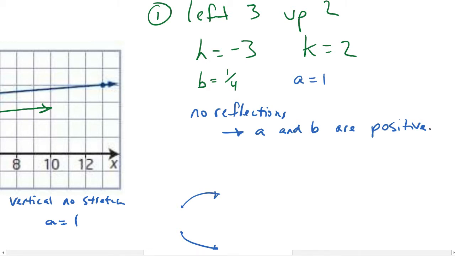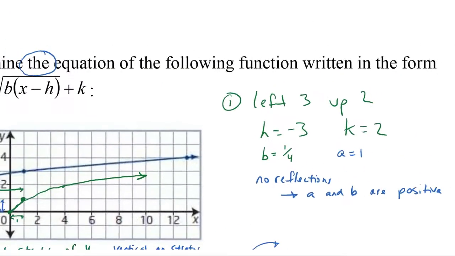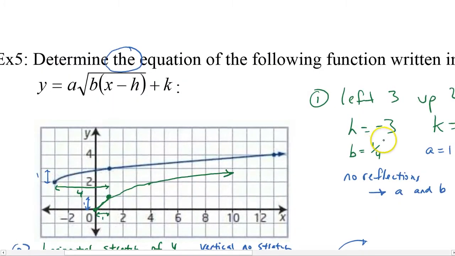And now I'm ready to put it together. So if I've got all these values, here I'll put it right underneath here. I've got my h is equal to negative 3. So in other words, this is going to end up being x plus 3. My b value is 1/4. Oops. Hit that eraser. 1/4 here.